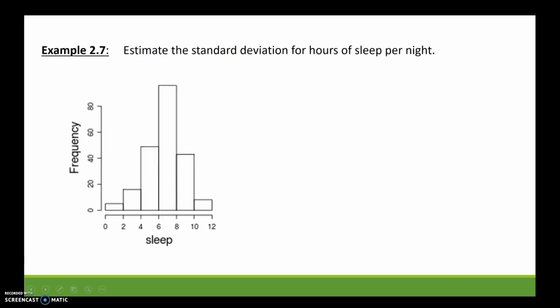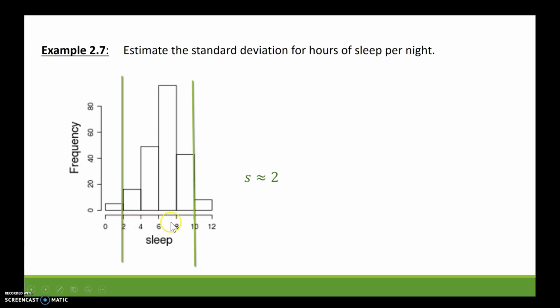All right, so we've got a plot here. The first thing I'm going to do is visually estimate where 95% of the data falls. So notice if I draw these two green vertical bars, about 95% of the data is between the two bars. Notice that the vertical distance runs from 2 to 10.